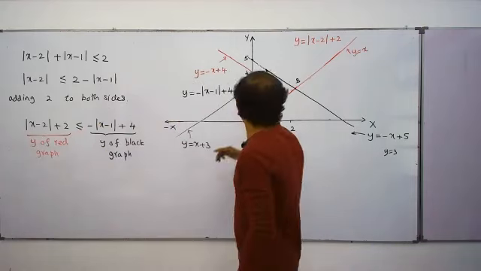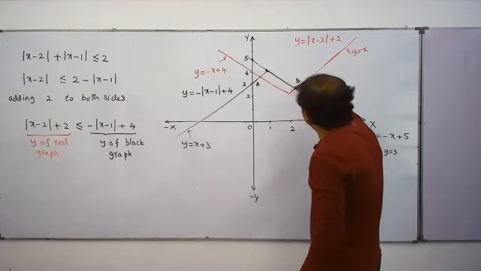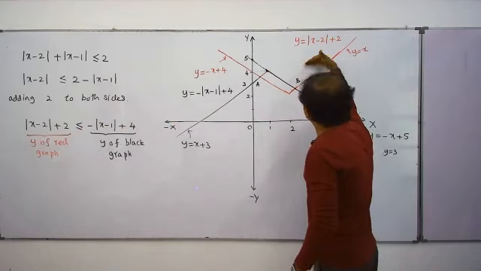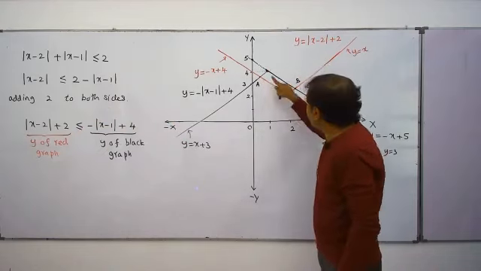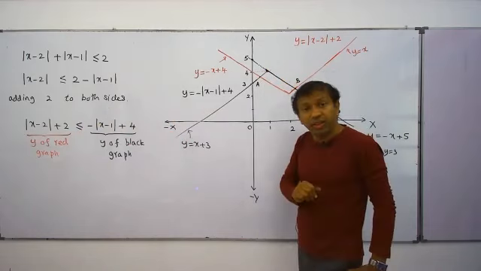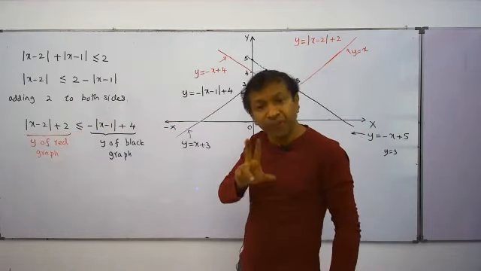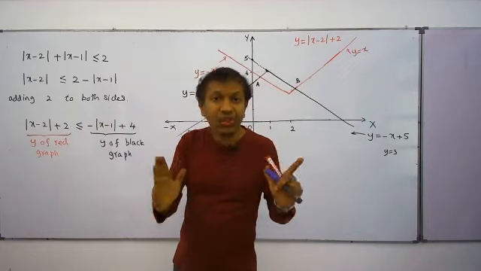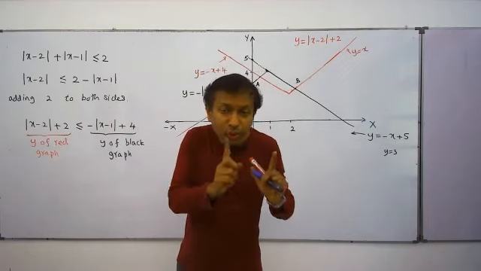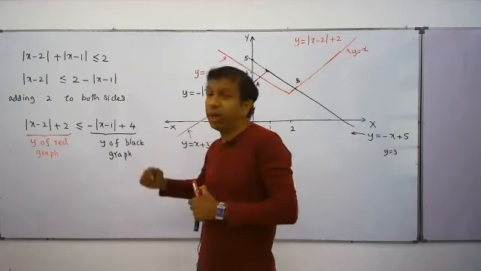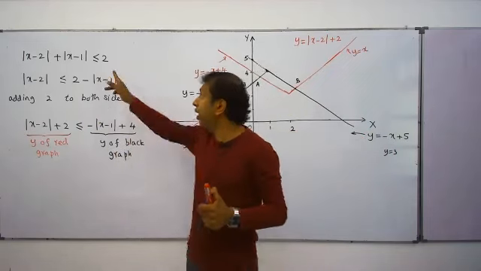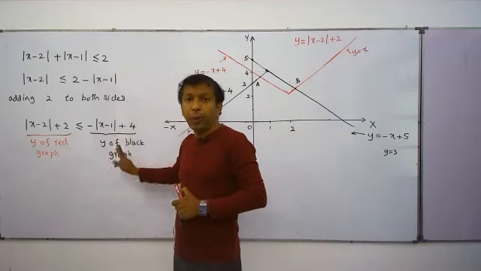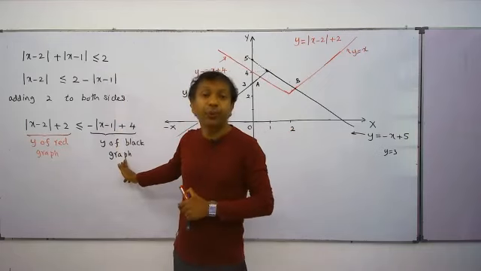The black graph is above the red graph in between A and B. For this A and B, there are x values. Now we have to find what those x values are. Only in between those two x values does this happen. That is our final answer. See here how to take the answer for the given inequality by using the graphs we drew.